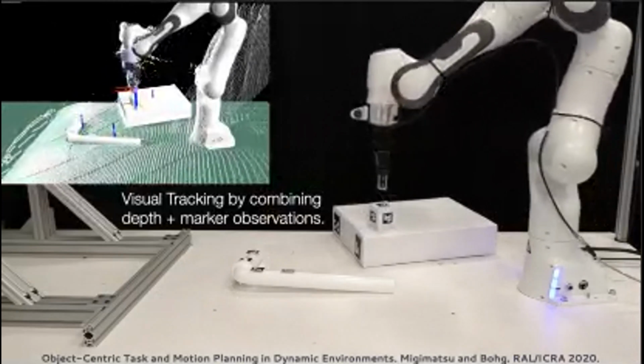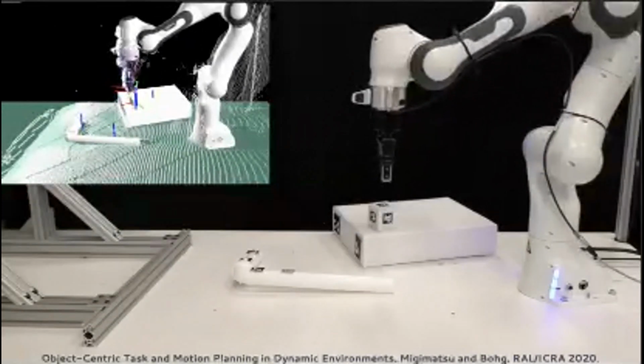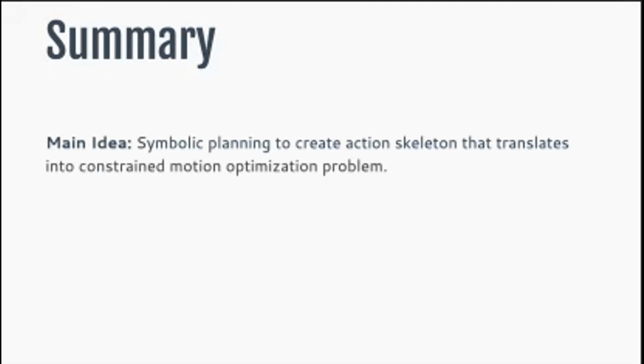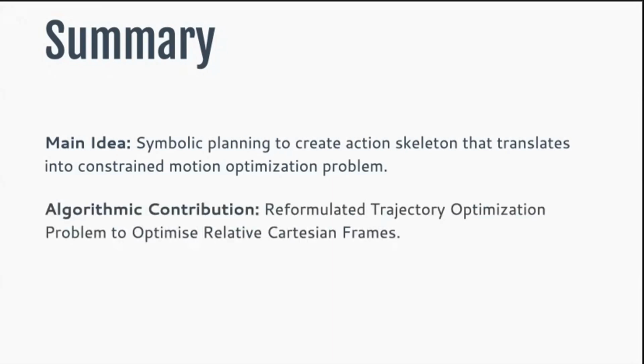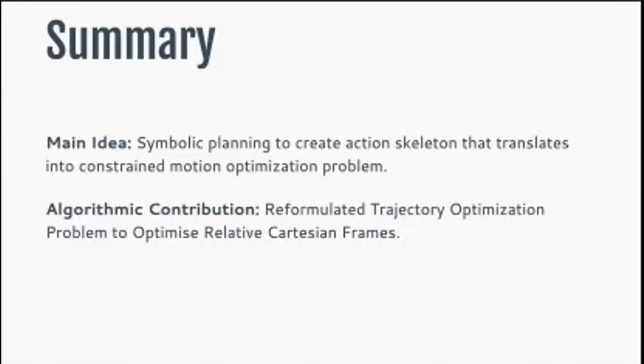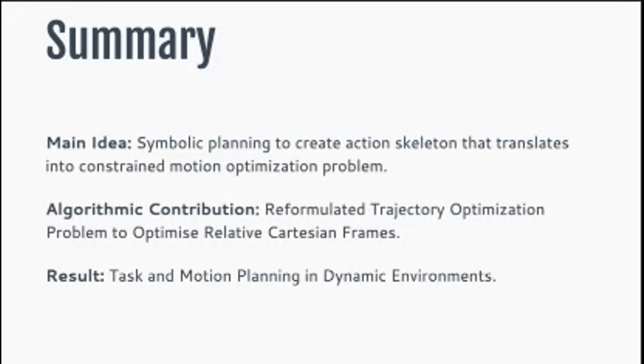All right, so just to summarize this part of the work, the main idea here was that we basically use symbolic planning to create this action skeleton that translates into a constrained motion optimization problem. And the algorithmic contribution here was that we reformulated the trajectory optimization problem from joint space to actually optimize over relative Cartesian frames. And the result is a task and motion planning framework that really works in dynamic environments.